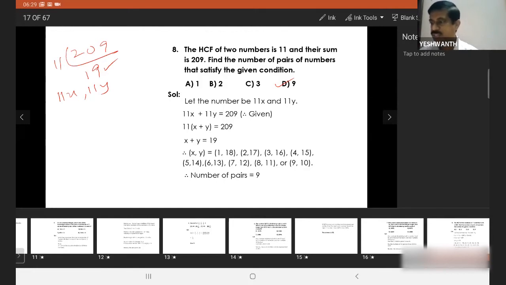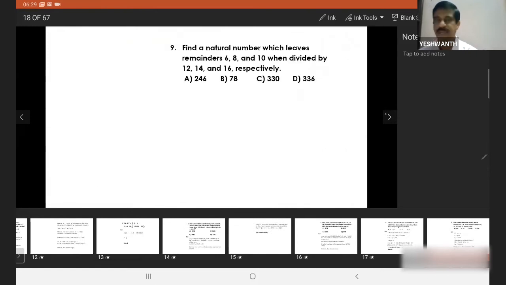Okay, children. So let us go to the next question. Now look at this. Find a natural number which leaves remainder 6, 8, and 10 when divided by 12, 14, and 16. So clearly, when you divide that number by 12, the remainder should be 6, meaning 12m plus 6 equals the number, whatever it is.